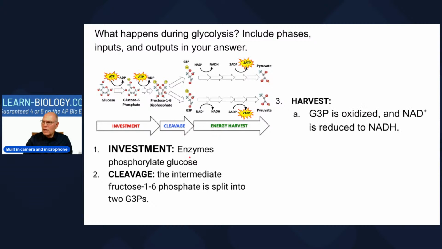During the harvest phase, a couple of things happen. G3P, loaded up with energy and possessing the initial energy that glucose had, is now oxidized. What is oxidation? Oxidation is loss of electrons. And the oxidation of G3P powers the reduction of NAD plus to NADH. And that's going to happen twice for each G3P. So it happens once over here, NAD plus going to NADH, NAD plus going to NADH. And enzymes, represented by these arrows, phosphorylate 2 ATPs.